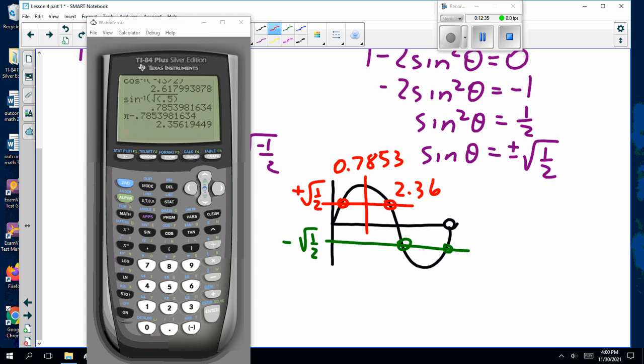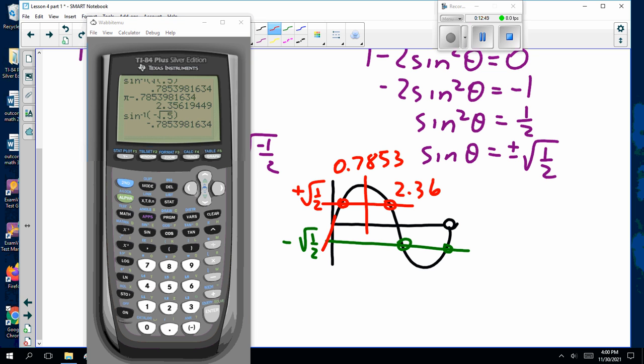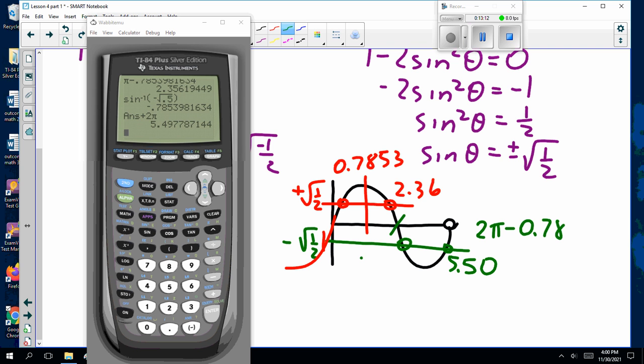We do the same thing to find the negative values, and I suppose I should do that for you. Inverse sine of negative square root 0.5 is minus 0.78. So that's down here. We add 2 pi to that. That will be 5.50 right here. Now note that that is 2 pi minus 0.78. This will be pi plus 0.78.